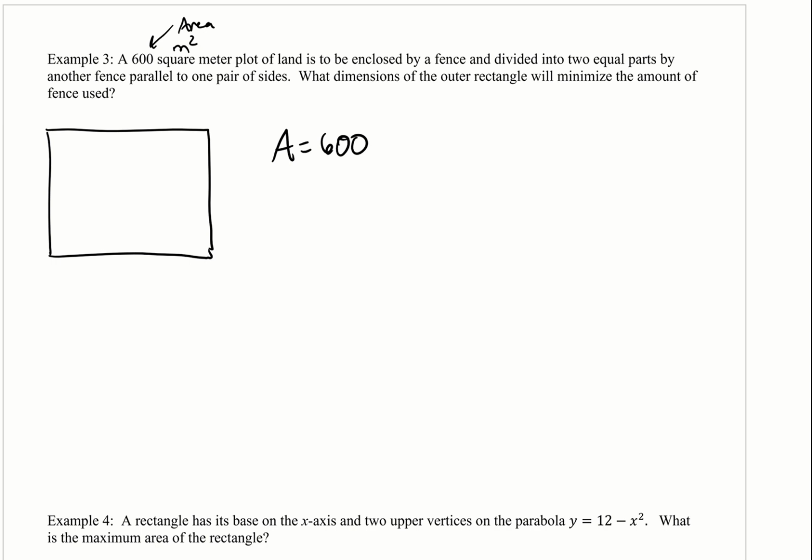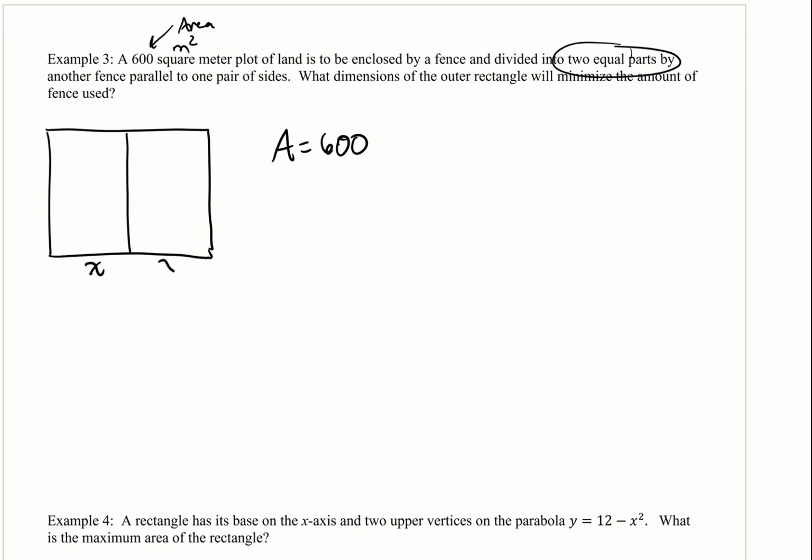And what we're going to do is enclose this by a fence, and then divide this by another fence parallel to one of the pair of sides. Maybe this other one is going straight up and down. Maybe it's going sideways. I don't know, but it will split it into two equal parts. I'll choose to make it go this way. It would work out the same if I did that as a horizontal split.